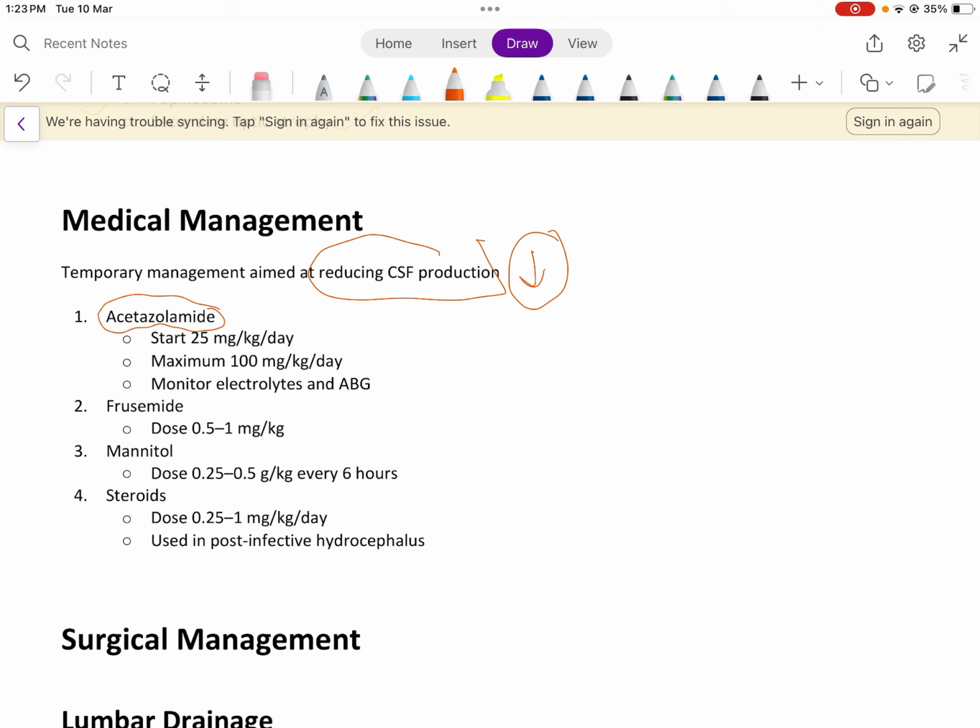You start at 25 mg per kg per day. Maximum you can go up to 100 mg per kg per day. Okay, you have to look for electrolytes. You have to monitor ABG of the child.